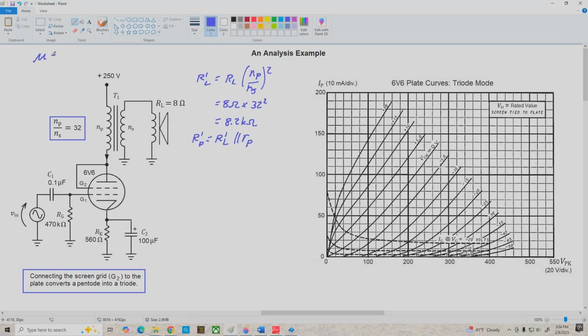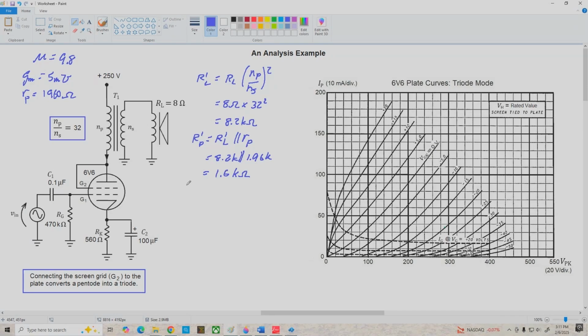Our mu is equal to 9.8. That's not very high. We're going to have a voltage gain for the tube less than that here. Transconductance was 5 millimhos, and our little rp was 1960 ohms. All right, so let's come back over here. R prime P is equal to R prime L in parallel with little rp, so we've got 8.2 k in parallel with 1.96 k, and that works out to be about 1.6 k ohms.